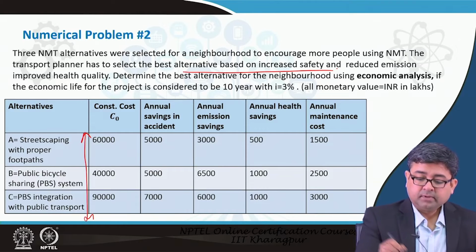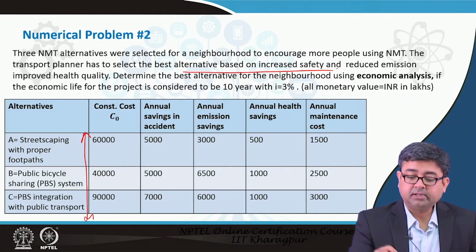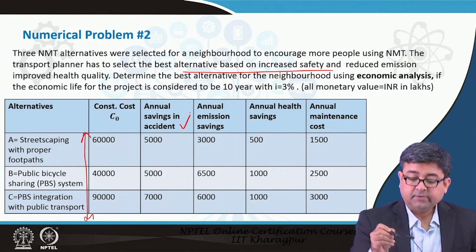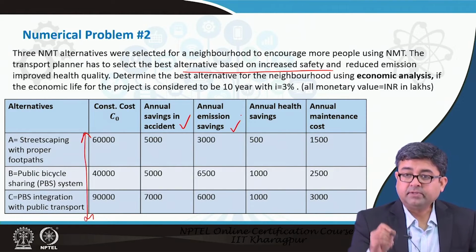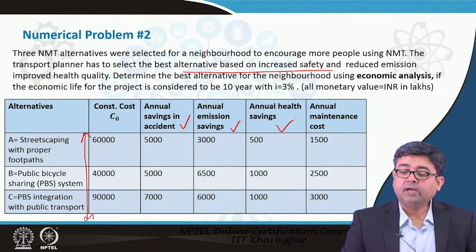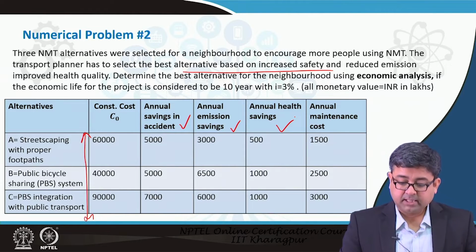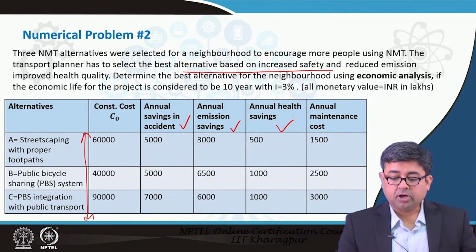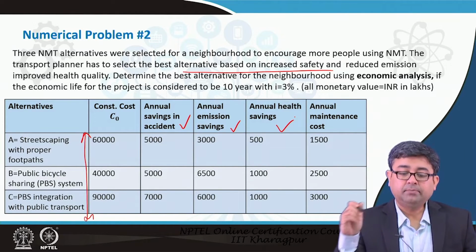So, now the criteria on which the transport planner has to select the best alternative are savings from accidents, increased safety, savings from emissions, because of reduced emissions there are savings, and annual health savings as well. So, maybe reduced accidents plus higher exercise because of good facilities are resulting in annual health savings. So, based on all these three, how do you determine which is the most viable project?